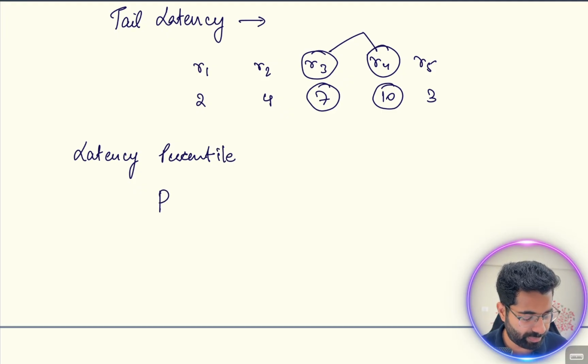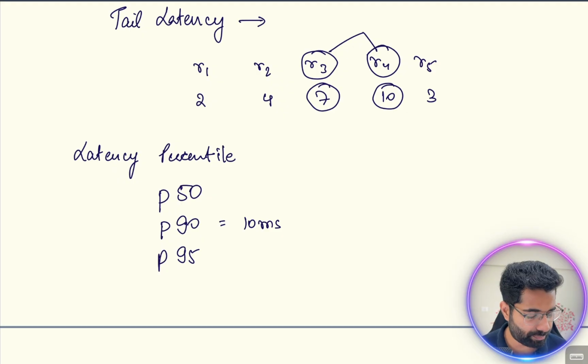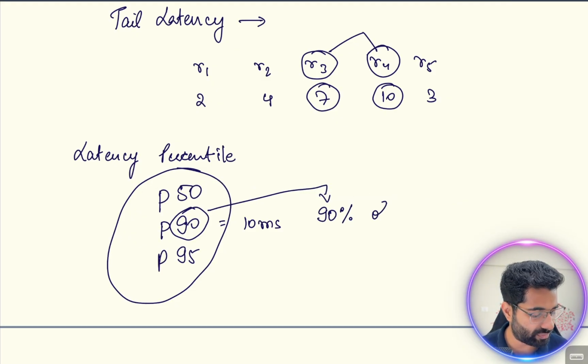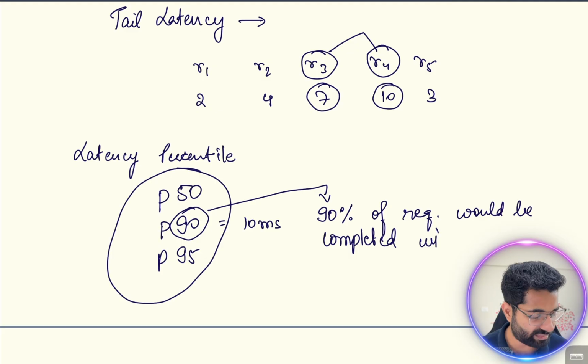Let's say we have P50, P90, P95, which is equal to, let's say, 10 milliseconds. Okay, so what do these terminologies mean? These numerical values tell you that 90% of the requests, if we talk about P90, would be completed within this tail latency barrier, that is 10 milliseconds.